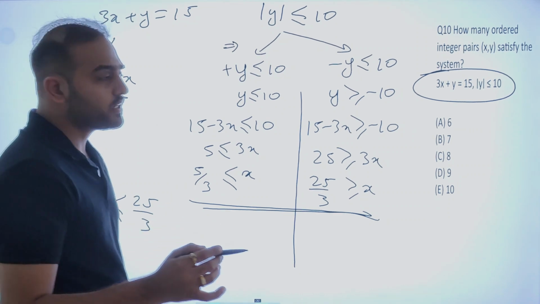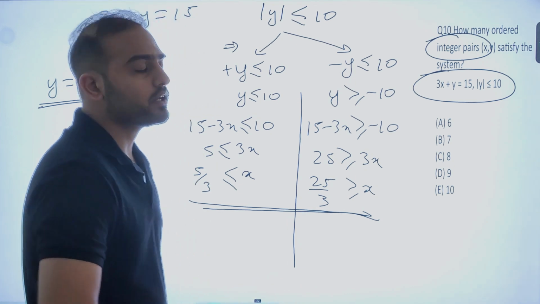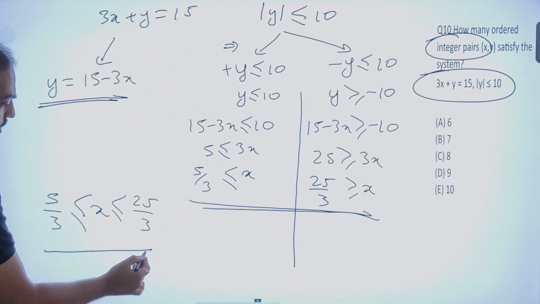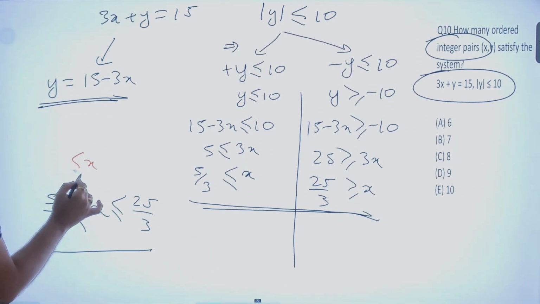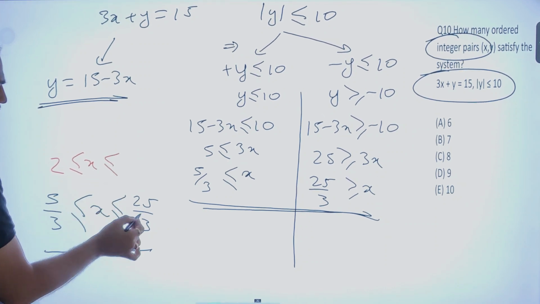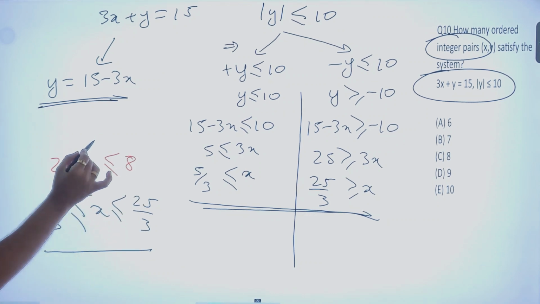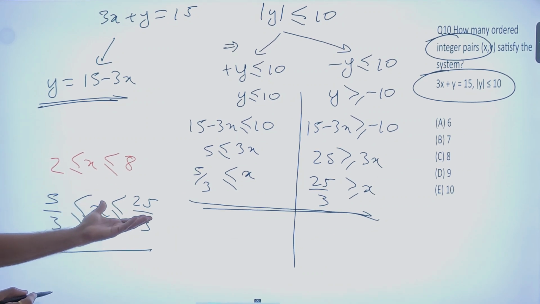Now again, let's read the question. We want integer pairs, so we want the values of x to be integers. The integer values are going to be x greater than equal to 2, because 5 by 3 is 1.6. So x can be 2, and less than 8.33, which means x can be 8. So essentially x can be between 2 to 8.